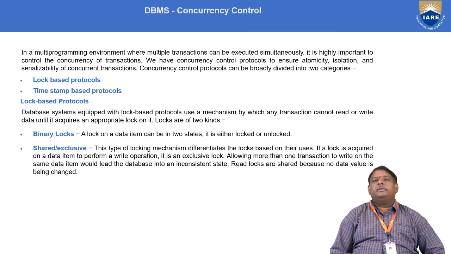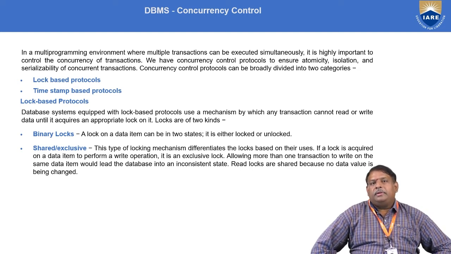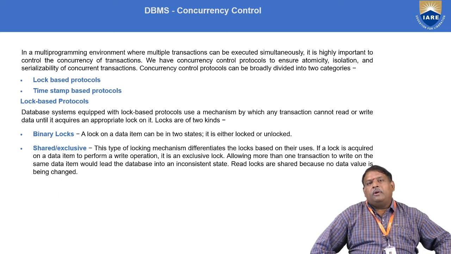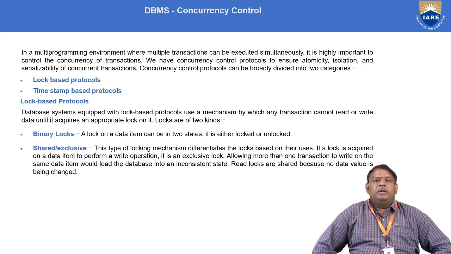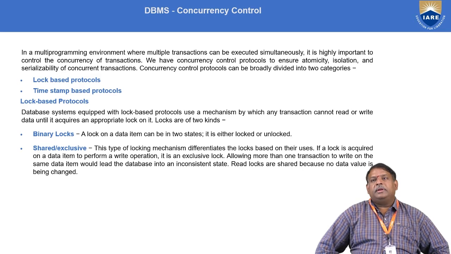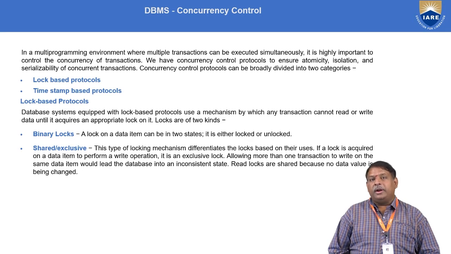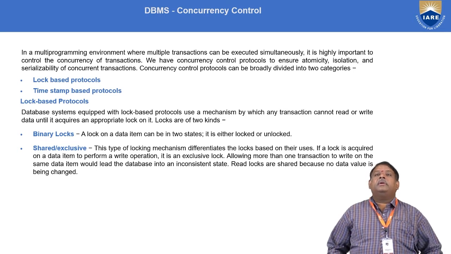Concurrency control protocols can be broadly divided into two categories: one is lock-based protocol, the other is time-based protocol. Now, let us start with the lock-based protocol. Database systems equipped with lock-based protocols use a mechanism by which any transaction cannot read or write data until it acquires an appropriate lock on it. It cannot start a transaction unless it has access to it. So if you want to write, you have to get the right lock on that object. Till that time, your transaction will not start.